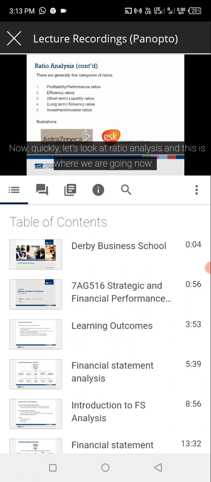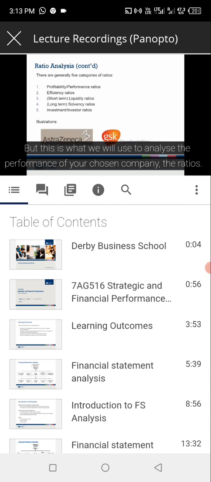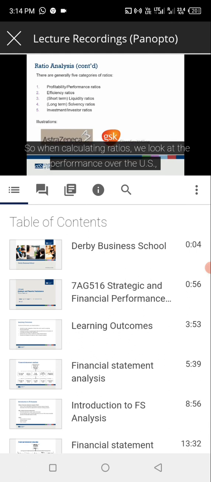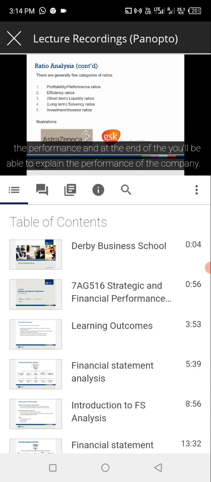Now quickly, let's look at ratio analysis. And this is where we are going now. Today, is that okay? All this horizontal, the vertical is just to show you how to analyze the performance. But this is what you will use to analyze the performance of your chosen company, the ratios. So when you calculate the ratios, you will look at the performance over the years, explain any significant change, and look at it across maybe the sector by benchmarking the performance. And at the end of the day, you'll be able to explain the performance of the company.